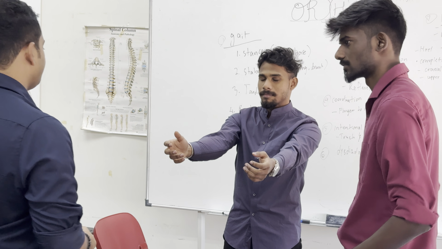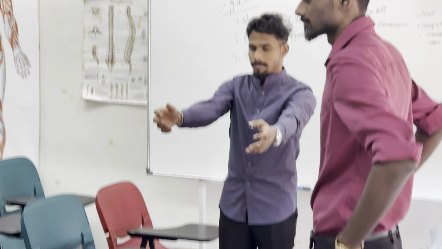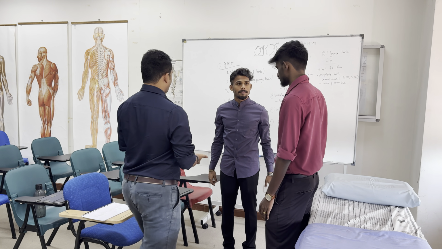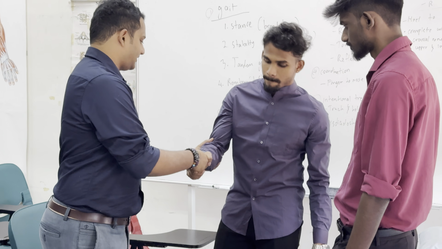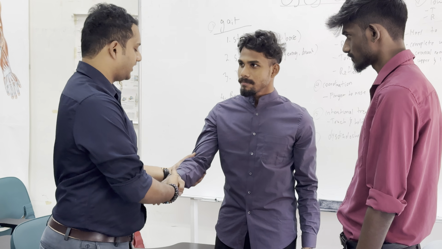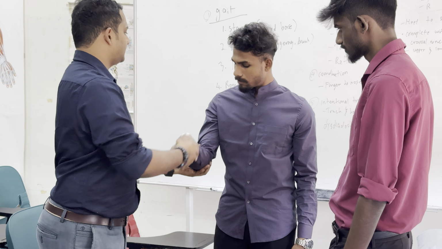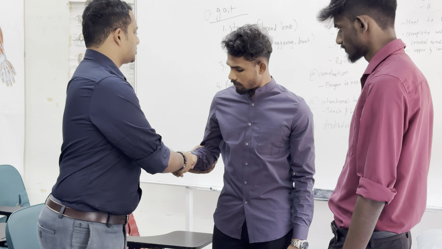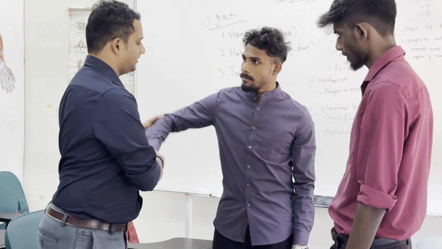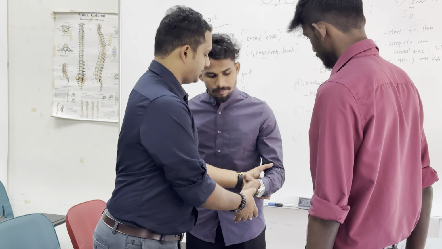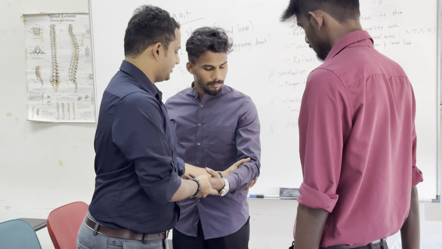Then tone, reflex. So how can you do tone? Hold the elbow and hand, as if you're shaking hands with him, then you just pronate, supinate, flex and extend. Okay. Do it on the shoulder joint as well. Okay. And do it on the contralateral.